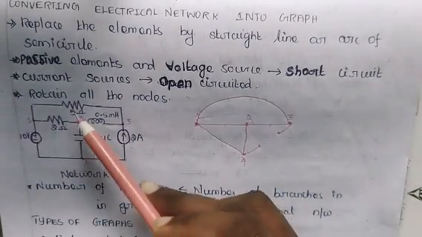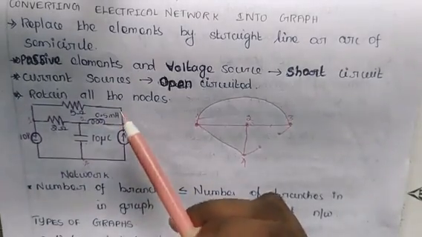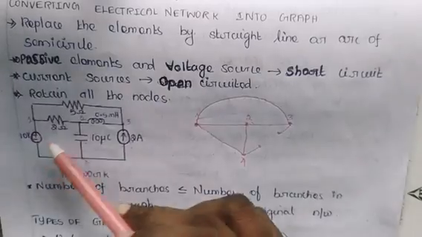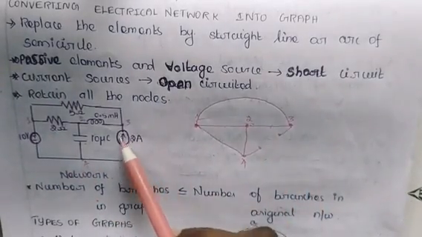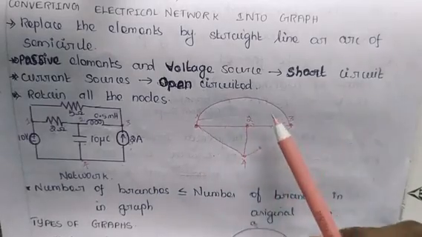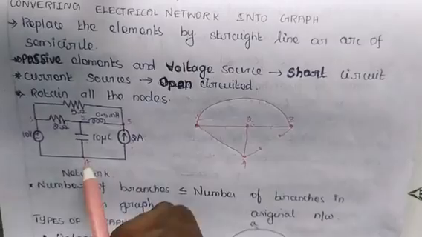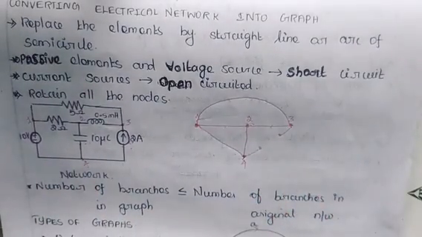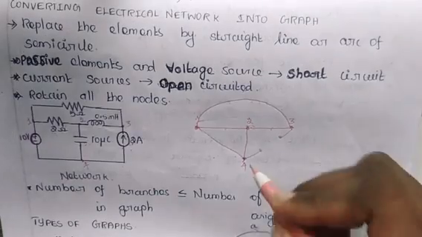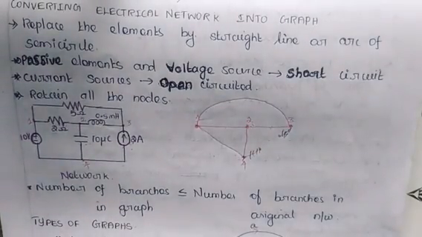For an example, consider this electric network. In this network, there are 4 passive elements, 1 voltage source and 1 current source. So I have to convert these passive elements and voltage sources into short circuited lines, and I have to open circuit the current source. So I will get the graph, and I should retain all the nodes, right? So 1, 2, 3, 4 are the nodes. So I have mentioned all the nodes by dots. It is not necessary to represent these open circuited paths.